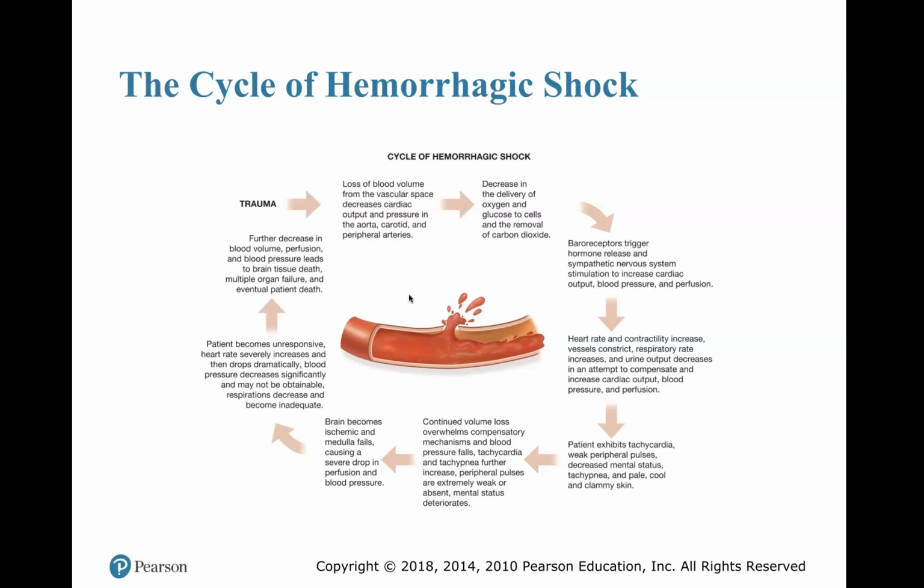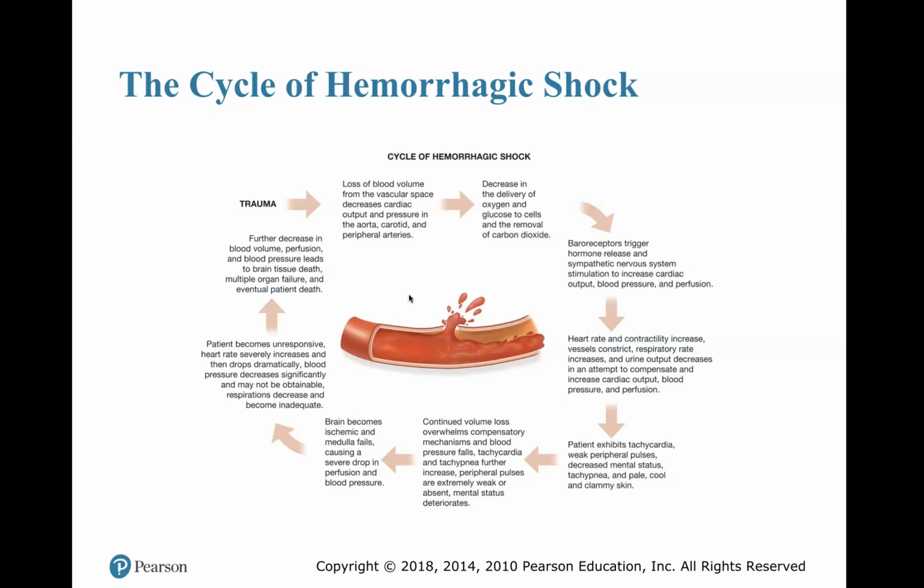The patient exhibits tachycardia, weak peripheral pulses, decreased mental status, tachypnea, and pale, cool, and clammy skin. Continued volume loss overwhelms compensatory mechanisms, and blood pressure falls. Tachycardia and tachypnea further increase. Peripheral pulses are extremely weak or absent. Mental status deteriorates. So it's at this point right here that the body is starting to decompensate. It was compensating from the time of the trauma, but right now it's starting to decompensate. It's had enough. It's tired.